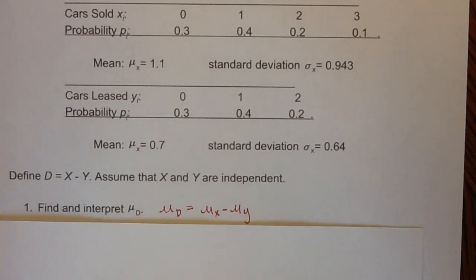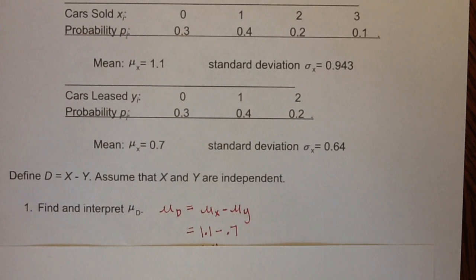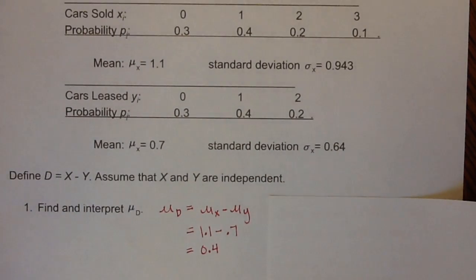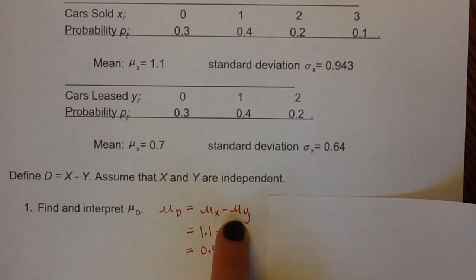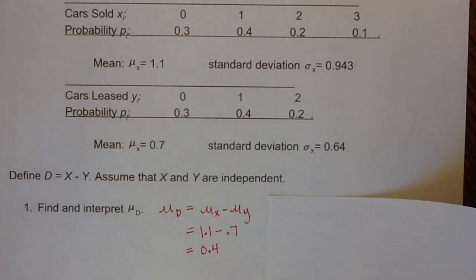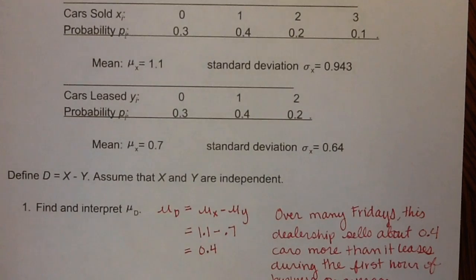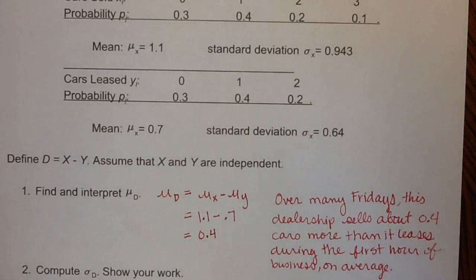So now plugging in the values that we know, mu of X is 1.1 and mu of Y is 0.7. So we get the mean of the difference is going to be 0.4. The other part of this question asks us to interpret what the mu of D is. So notice since we have a positive number, that means that the mu of X would have had to have been larger than the mu of Y. So that tells us the average number of cars sold is larger than the average number of cars leased. So to put that into words, we find over many Fridays, this dealership sells about 0.4 cars more than it leases during the first hour of business on average.